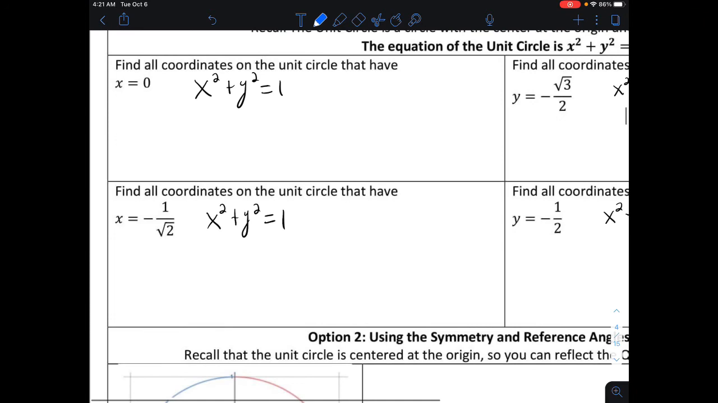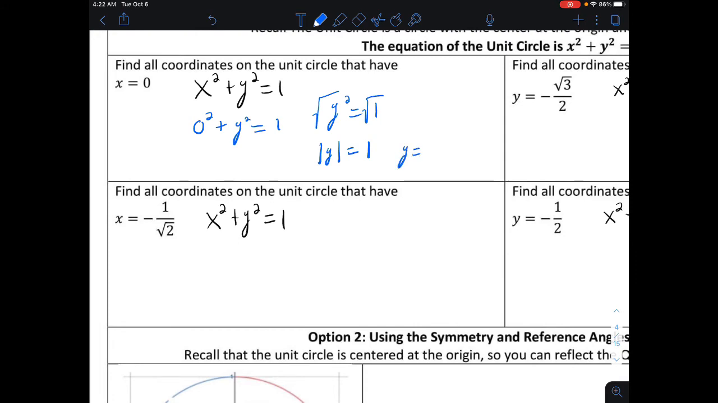So here in this first problem, we want to find all coordinates on the unit circle that have an x value of 0. Well, we'd use our equation of the unit circle, x squared plus y squared is equal to 1. Put in 0 for x. We'd solve for y. So 0 squared plus y squared is equal to 1. So we have y squared is equal to 1. Solve for y. We take the square root of both sides. The square root of y squared is the absolute value of y. So I got the absolute value of y is equal to 1, which gives me two possible values for y. Y could be positive or negative 1. We're trying to find coordinates that have an x value of 0, so one coordinate would be 0, 1. The other coordinate would be 0, negative 1.